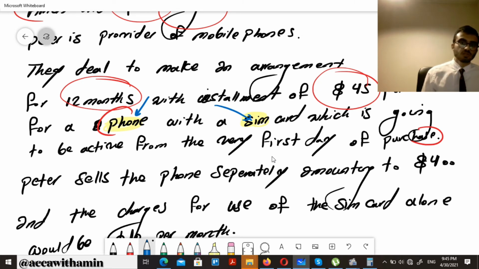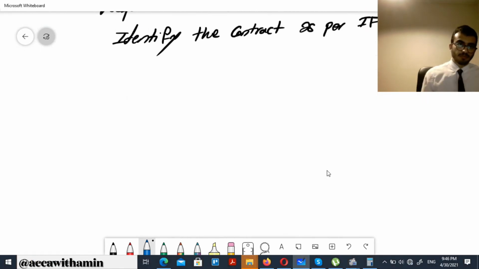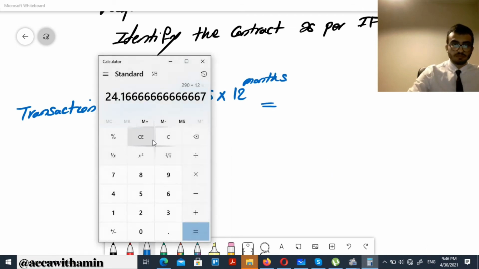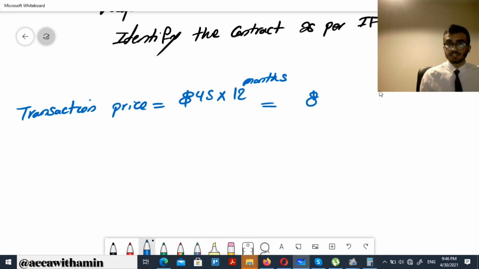The third step was to identify the transaction price. All these together for what amount? $45 per month. If we have signed it, then Amin needs to pay Peter $45 at the end of each month. What is the transaction price? Guys, the transaction price here is $45 times 12 months, because we have signed a 12-month contract. So 12 months times $45 gives us 550. Yes, that's it. This is the transaction price.